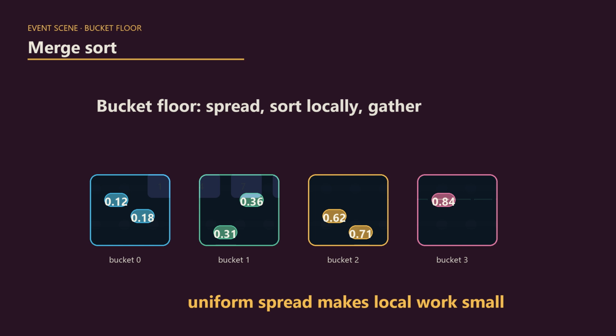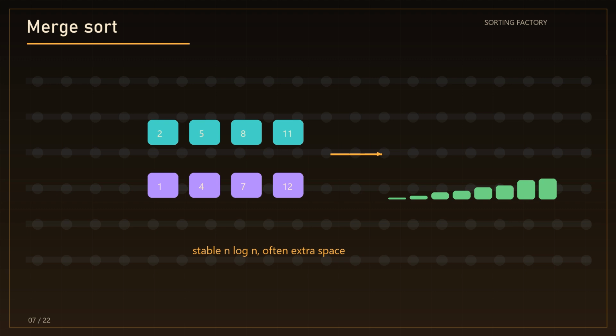Split the list into smaller lists, sort those, then merge them back together. The merge step is powerful because two already sorted lists can be combined by repeatedly taking the smaller front item. Every item moves into the output once per level. That gives a dependable n log n shape, and it is naturally stable when implemented carefully. The price is that merging often wants extra working space.